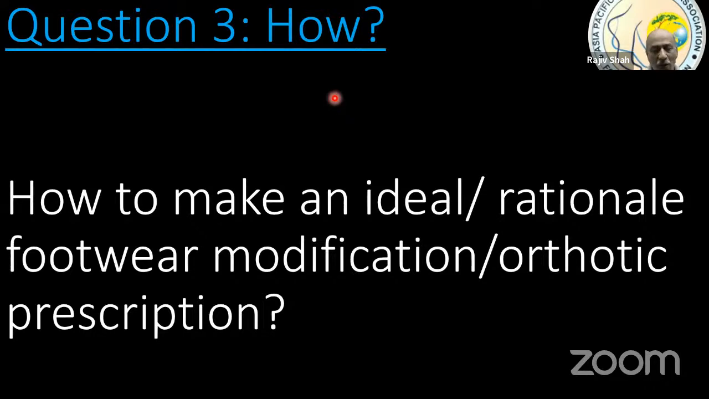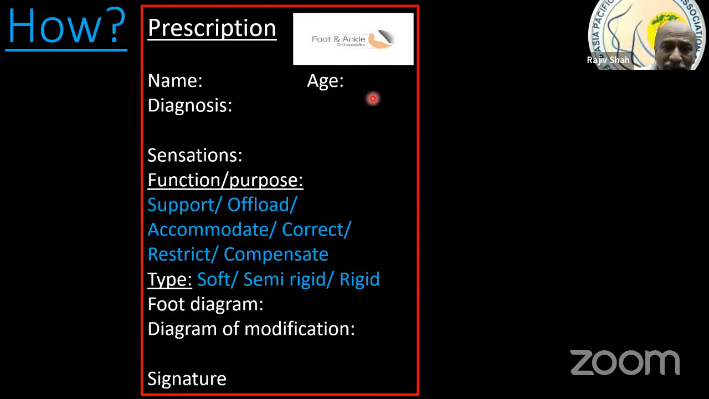And the last part is how to make an ideal or rational footwear modification or orthotic prescription. This is the kind of model prescription I wanted to share with you. You write down the name of the patient, age, diagnosis, and sensations, whether sensations are present or not, which is very important. You write down the function of the orthotics, what you desire it to do, or the purpose of this footwear modification. You want it to support, offload, accommodate deformity, correct the deformity, restrict the movements, or compensate for the joint movement.